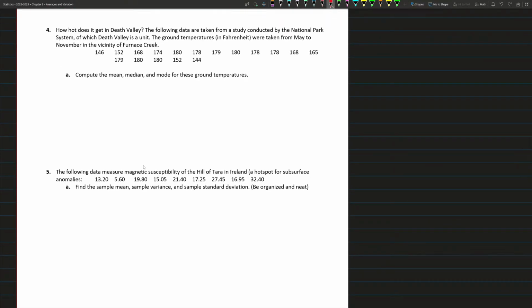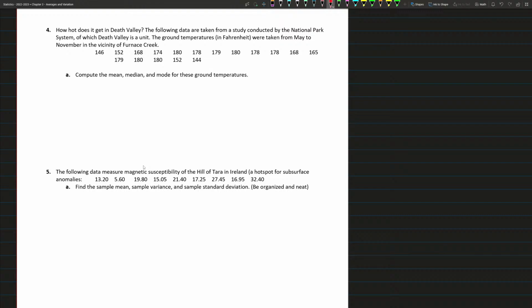Number 4, how hot does it get in Death Valley? The following data are taken from a study conducted by the National Park System, of which Death Valley is a unit. The ground temperatures in Fahrenheit were taken from May to November in the vicinity of Furnace Creek. And I give you a bunch of data, all in degrees Fahrenheit. Compute the median and the mode for all these ground temperatures.